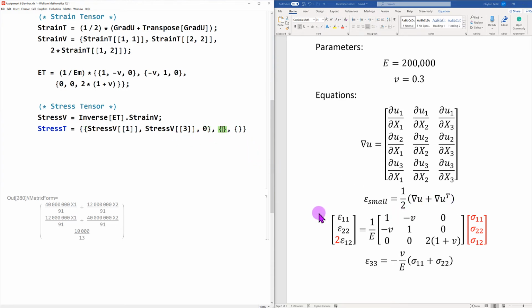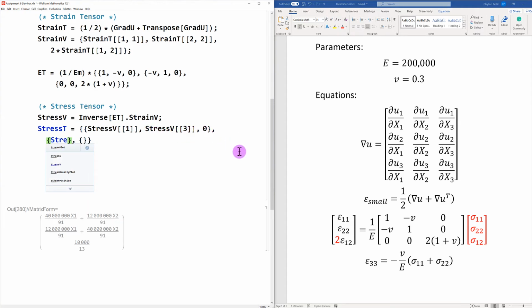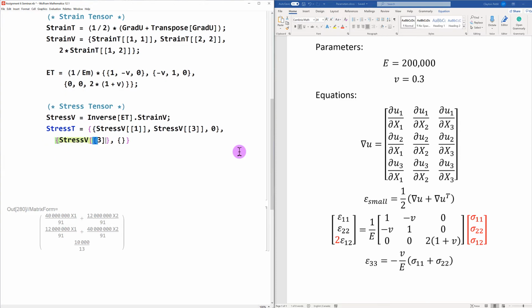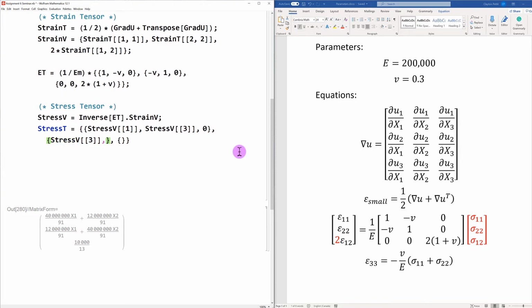Now, coming down to the second row of our stress tensor, we know the first entry is going to be sigma 1, 2. Well, we already said that sigma 1, 2 is simply going to be the third entry of our stress vector, so I'm going to go stress vector 3. The second entry in our row is going to be sigma 2, 2, which if we look at our vector is actually the second entry in our vector. So what I can go is stress vector 2. And then finally, our last entry is going to be sigma 2, 3. But again, under plane stress, sigma 2, 3 is actually equal to 0.